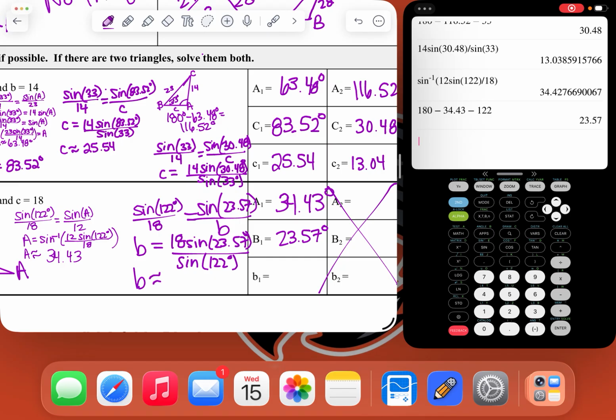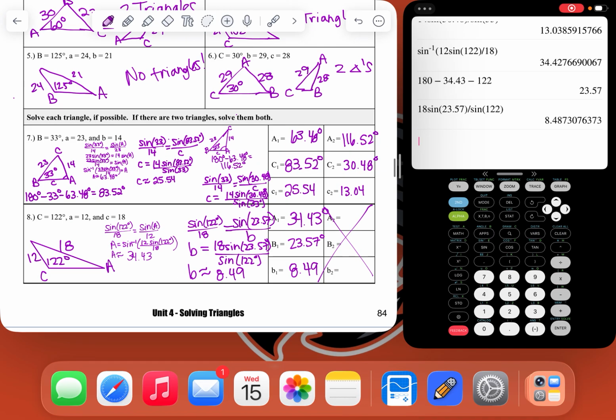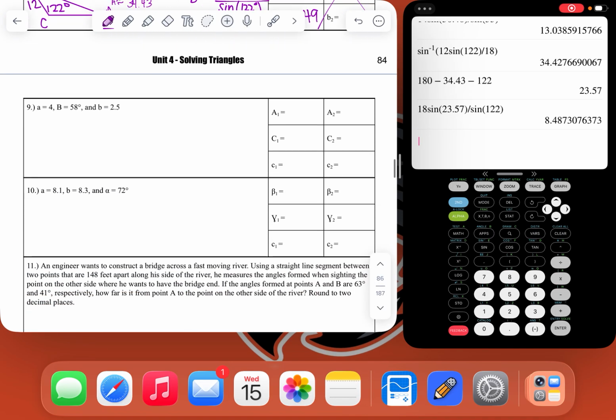So B is approximately 18 times the sine of 23.57. Close that parenthesis. Always make sure you close that parenthesis. Divided by sine of 122 degrees. Approximately 8.49 units for side length B. All right, a couple more examples here.